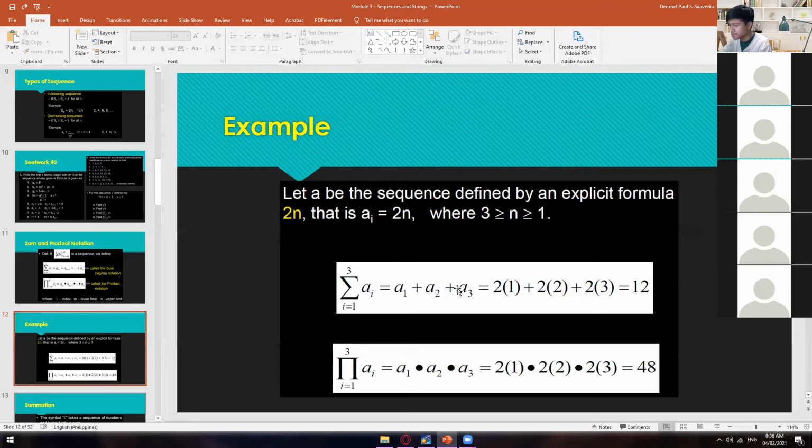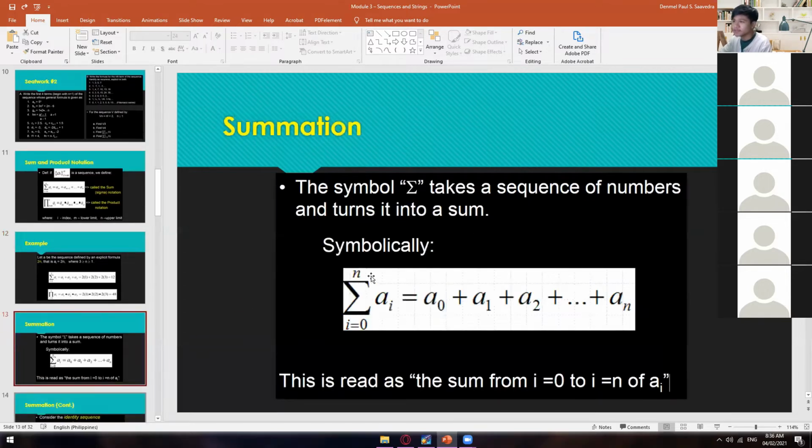All right, so this one is quite easy anyway. So let's focus on summation for now. So the symbol for summation is sigma, or this letter that looks like E. It takes a sequence of numbers and turns it into a sum. So symbolically, this is the default formula for the summation. So we have the limit, 0 up to the end, and then we have this a sub i. So a sub i is starting from 0 since i is 0, up to a sub n since it's quite infinite. We don't know when it will end.